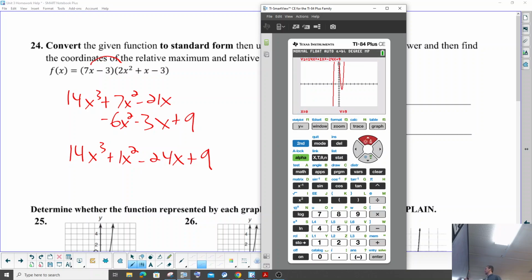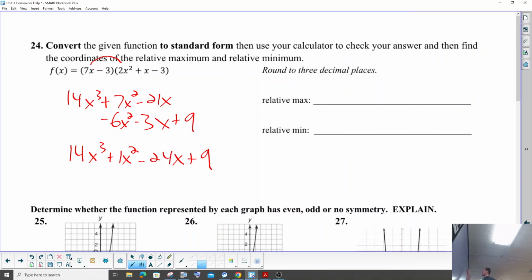Same function. We're going to have to change our window to 20 or maybe 30 because it's out of the window there. There it is. So trace. Where's the maximum feature? How do you do maximum? Second calc, maximum, option 4. So we go left bound, enter, right bound, enter, and then we're going to guess right about there. So our maximum is negative 0.780.